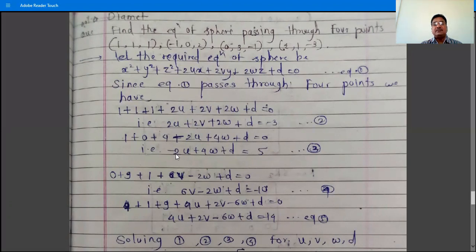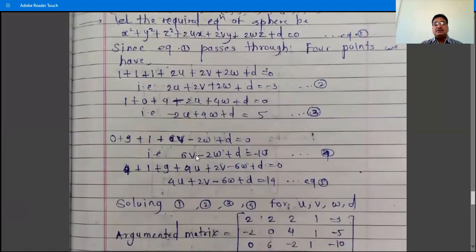We have this equation: -2u + 4w + d = 5. Then this point (0, 3, -1) also lies on the sphere, or the sphere passes through this point. It means this point also satisfies this equation. That is, substitute x as 0, y as 3, z as -1 in this equation. We have this equation: 6v - 2w + d = -10.